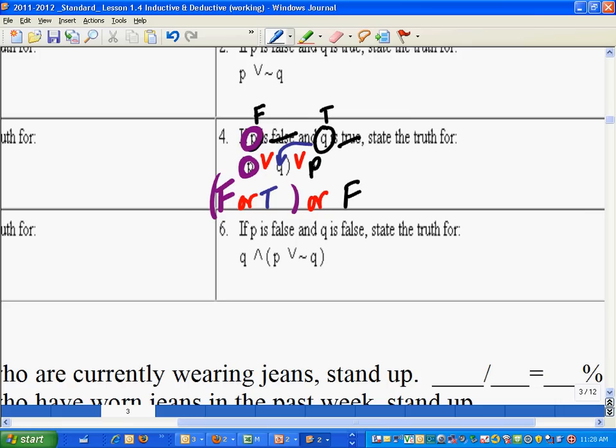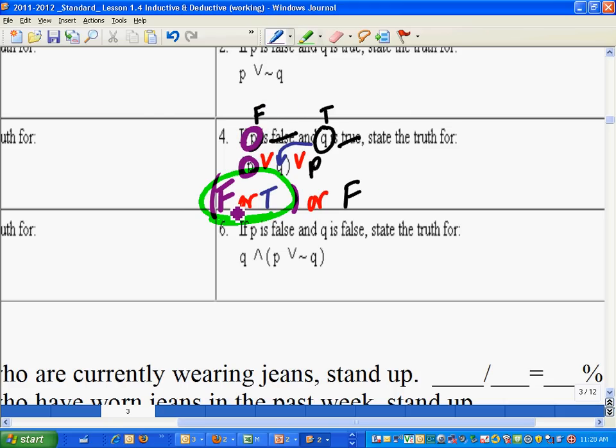No, sweetheart, listen very carefully. And statements true, only both true. Say it after me. And statements true, only both true. Or statements false, only if both false. Say it. Or statements false, only if both false. Good. So here we have one true, one false. So this whole thing, we bring it over here, is going to be true.